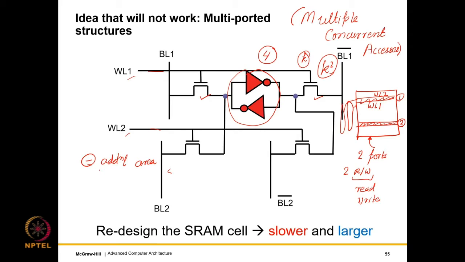The other thing is, of course, this is slower, right, slower and more power, because it's a bigger circuit, more power. So these are all negative. But the positive is that it allows concurrent accesses. So let's say it allows parallel.